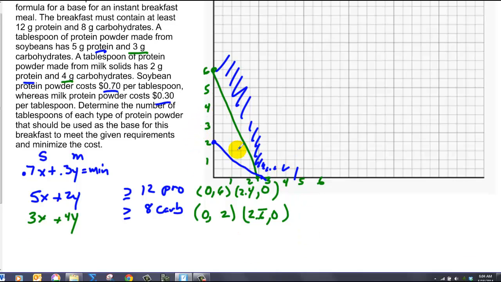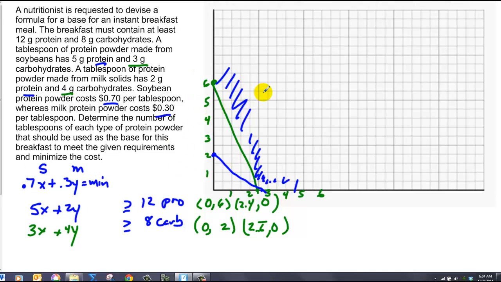I have corner points of 0, 6, and this appears to be 2.6 repeating and 0. I need to find this intersection point over here. Once again, I will solve this system, and multiplying the top equation by -2 should do that for me. I'll go over here and do that.